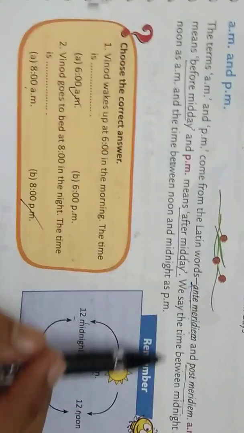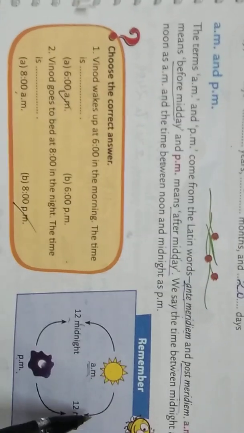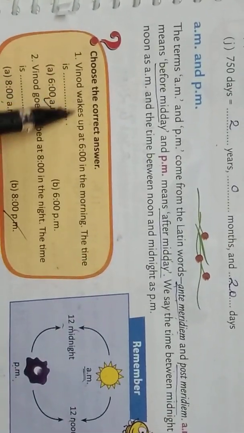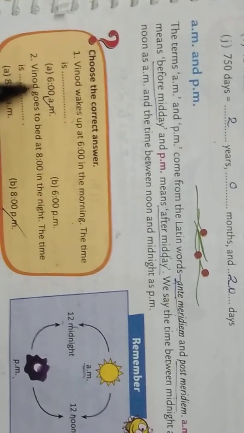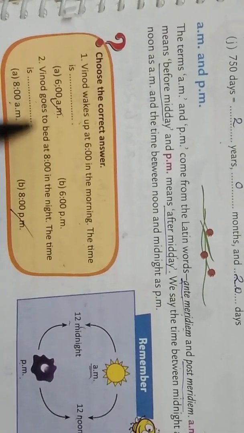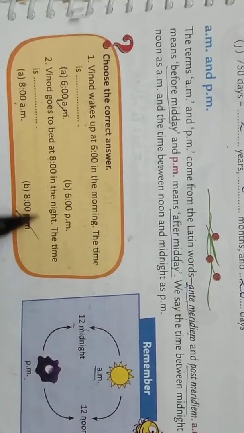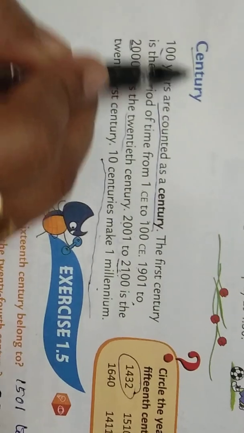The picture shows the shortcut. Look here. Vinod woke up at 6 in the morning. How will you say the time? It is 6 AM. Vinod goes to bed at 8 in the night. That means 8 PM.